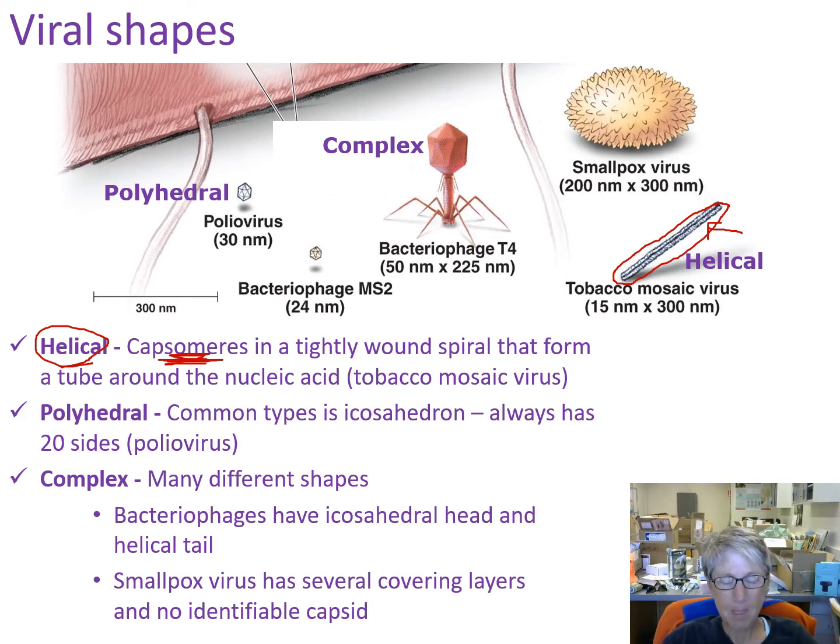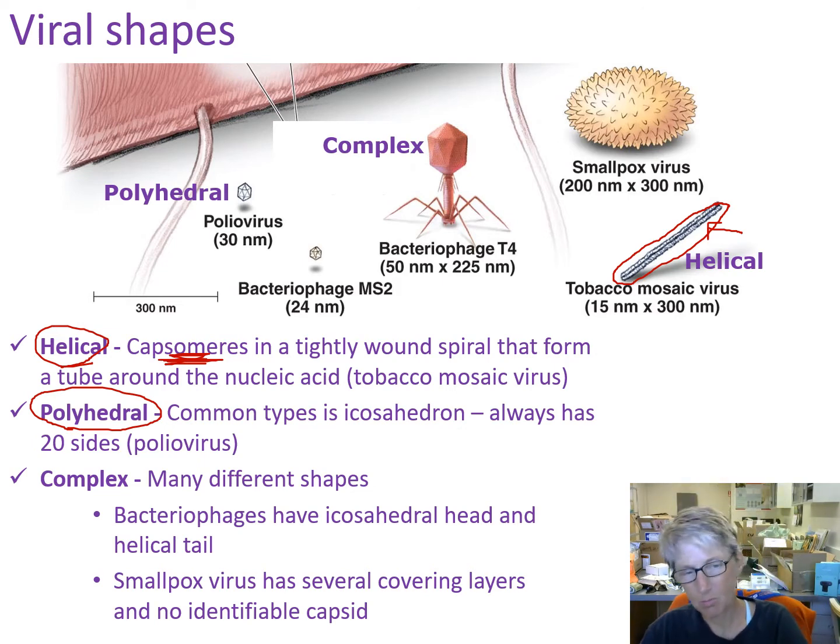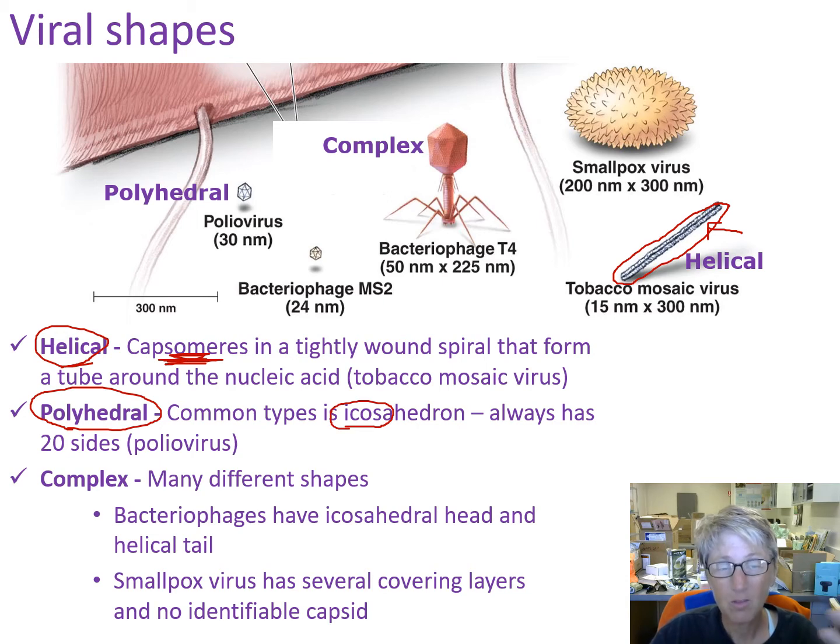The next shape is called polyhedral. So remember that from, I don't know when you had that, maybe junior high or high school, you went to geometry and talked about polyhedrals. Polyhedral just means many sides. Poly is many. So a common type of polyhedral is called an icosahedron that has 20 sides to it. And here's a cartoon of poliovirus. If you look at that, you can see these different faces. So there's 20 different faces or sides to the polio virus.